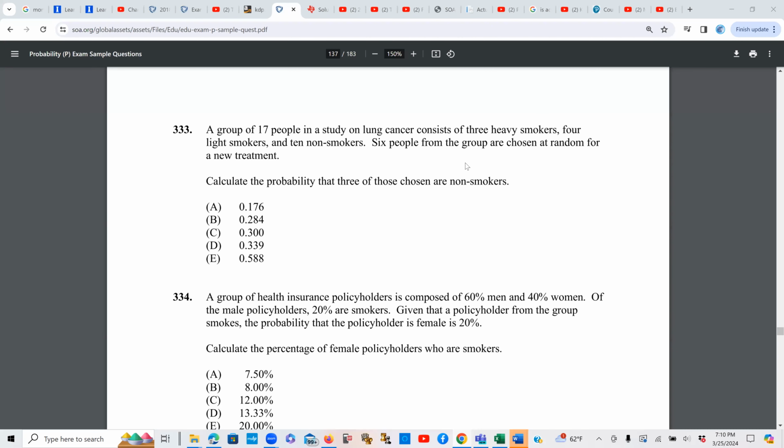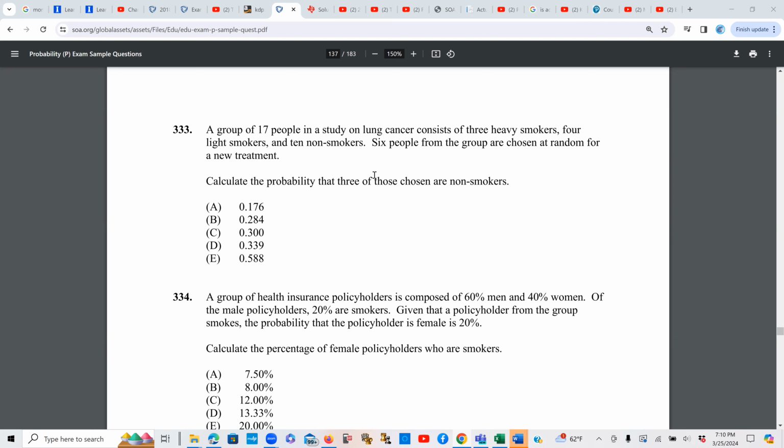A group of 17 people in a study on lung cancer consists of 3 heavy smokers, 4 light smokers, and 10 non-smokers. 6 people from the group are chosen at random. Calculate the probability that 3 of the chosen ones are non-smokers.